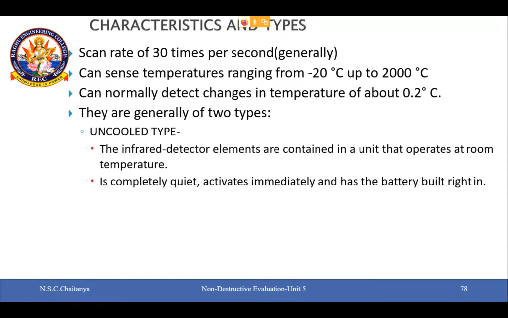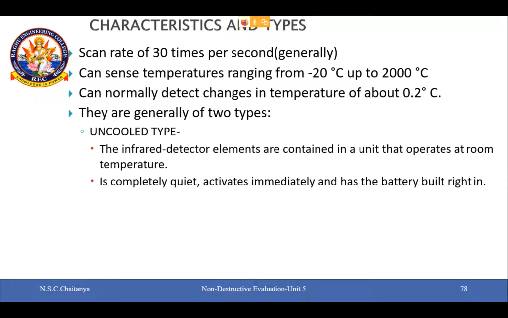Uncooled type. While you were looking at videos in the previous class, of pulse thermography and lock-in thermography, the cameras in those videos were described as either cooled or uncooled type of camera. So there is a variation between these two things, uncooled type and cooled type. So let us see what exactly this is.